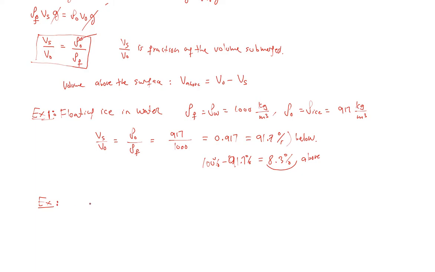So we have a ping pong ball. A ping pong ball has an average density of 0.08, so it's really very low density, gram per centimeter cubed, and a diameter of 3.80 centimeter.